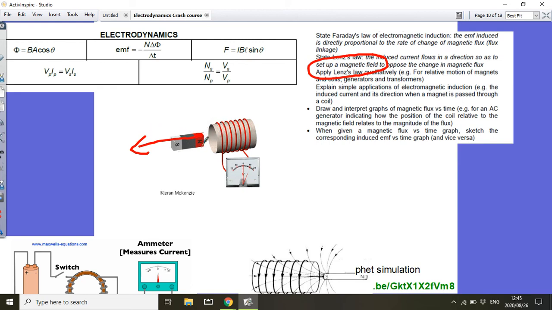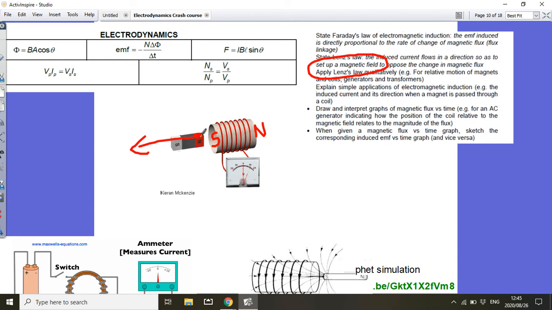So how can I pull a north pole back? By creating a south pole on this side, which means there will be a north pole on that side. Again, if you point your thumb to the north pole and you look from the right hand side as we did before, you will see that now the current is flowing clockwise.